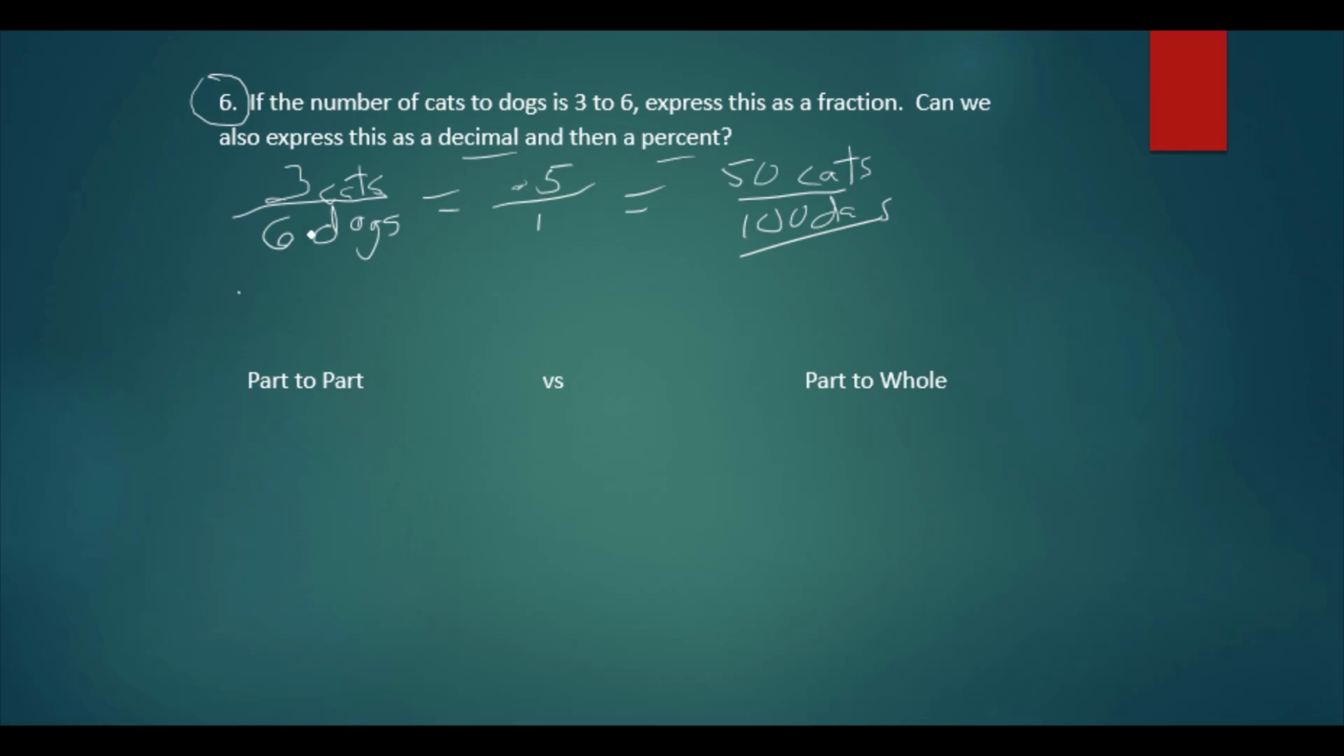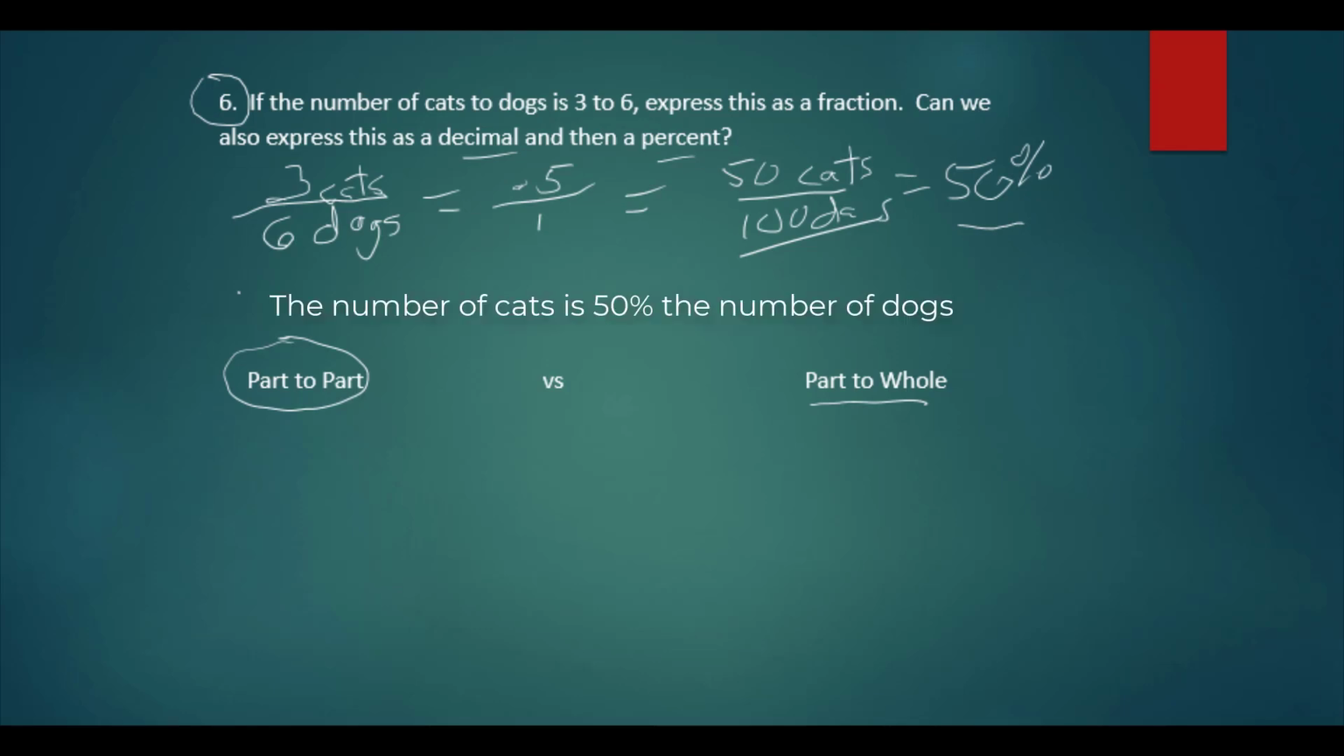And I'm going to actually write this is 50, and I could say it's 50%, but it's really tricky to use this in a sentence. And the reason being is that it's a part-to-part ratio. In number 5, we had cats to total animals. That was part to total, part to whole. This one is part to part. But we can make a statement using 50%. And what we would say is that the number of cats is 50% the number of dogs.